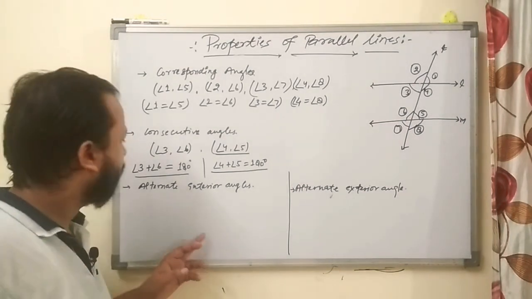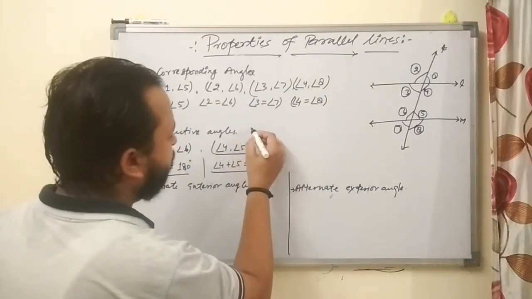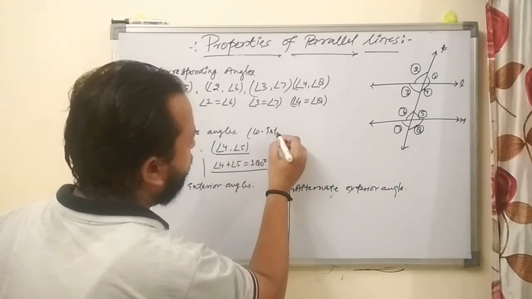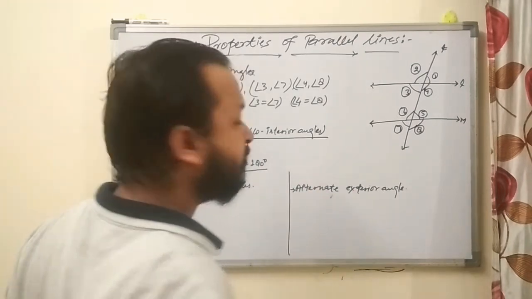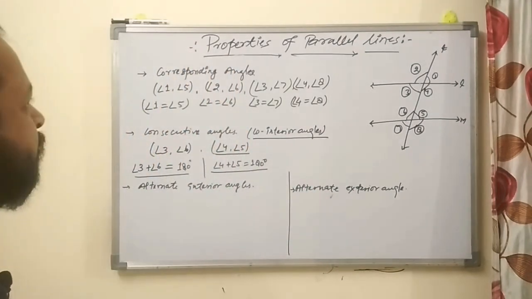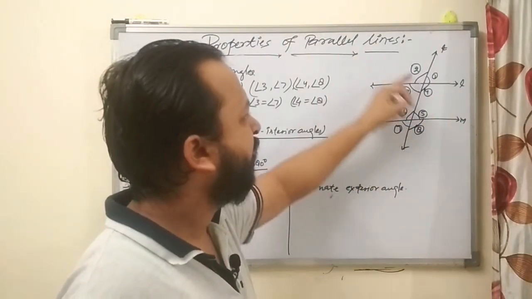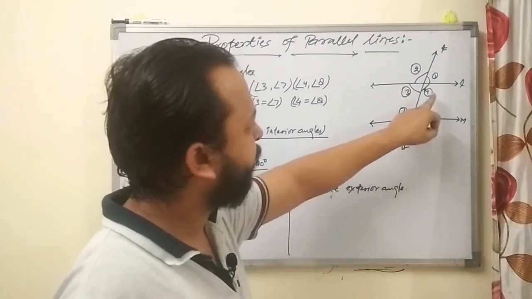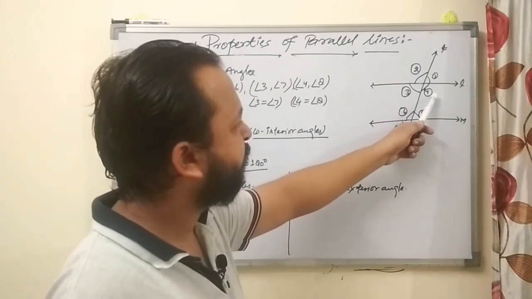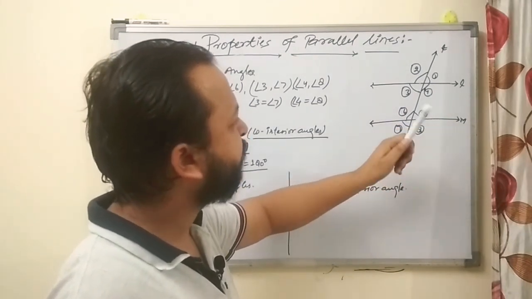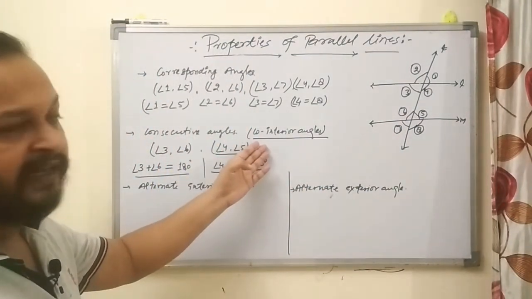And one more thing about consecutive angles is that they are also known as co-interior angles. Corresponding angles are angles 1 and 5, 2 and 6, 3 and 7, 4 and 8. Angles 4 and 5, and angles 3 and 6, are known as consecutive angles or co-interior angles.